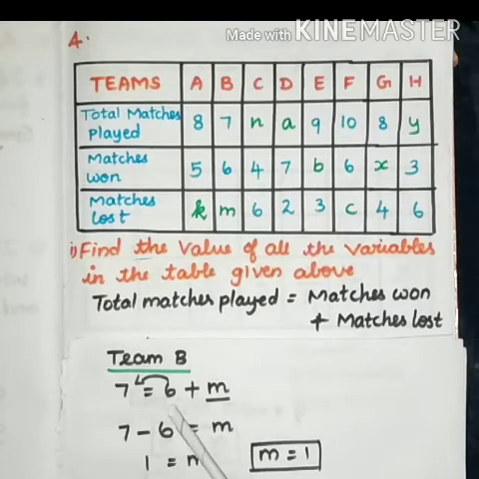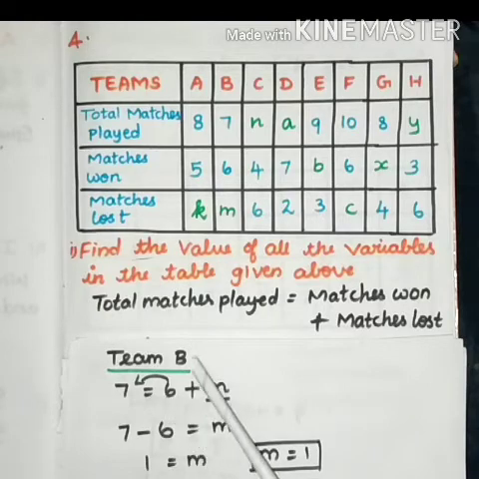So the constant value plus 6 will go to the left hand side, which means it will change into minus 6. To find the unknown value, the constant term 6 will go to the left hand side, which means it will change into minus 6. 7 minus 6 is 1. So M value equals 1. Matches lost by the team B is 1.